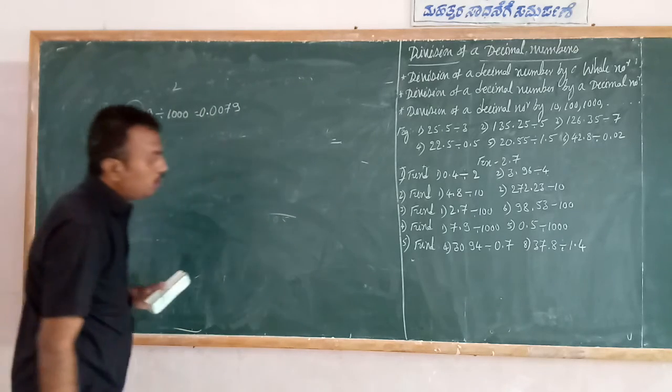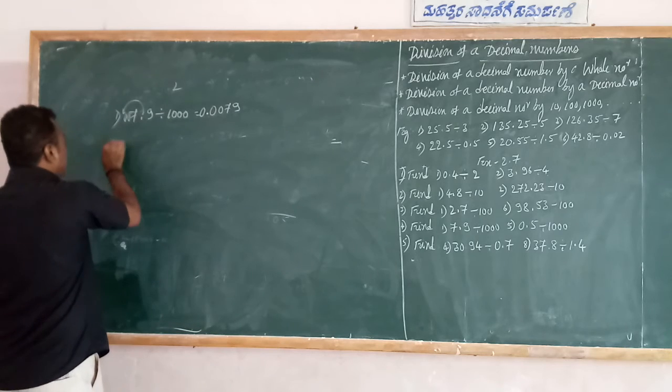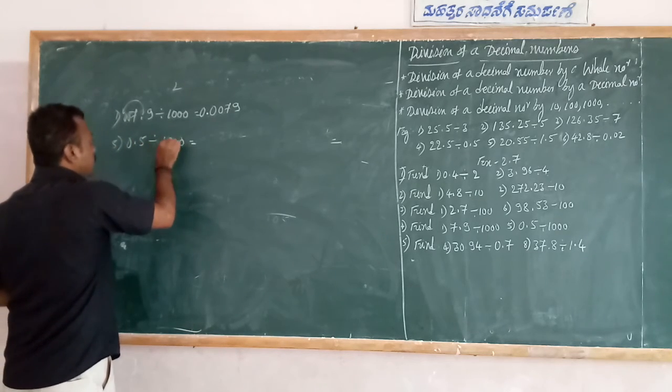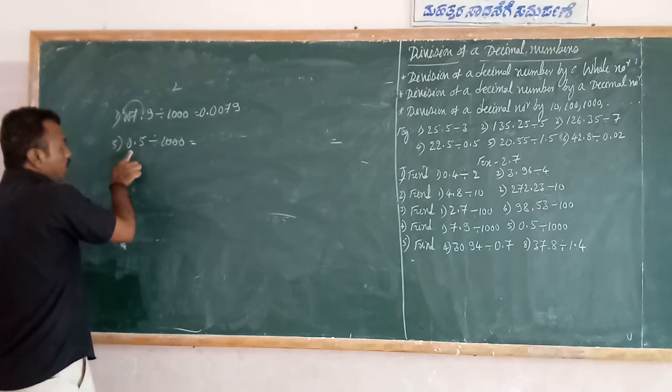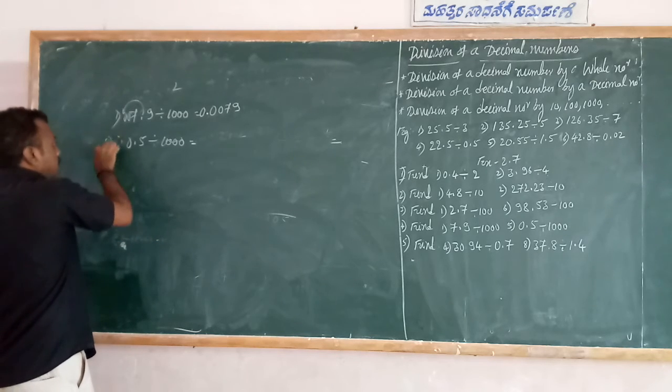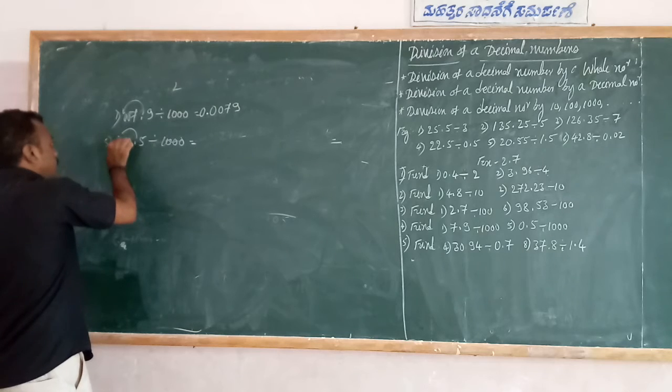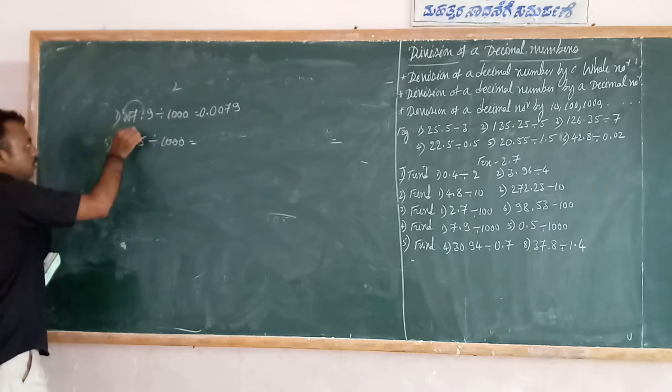What is the question number here? Fifth one, 0.5 divided by 1000. So here also, how many 0s are there? Three 0s, but here only one digit is there. That's why the point is shifted 3 digits. But how many digits do we need? 2 digits we need.